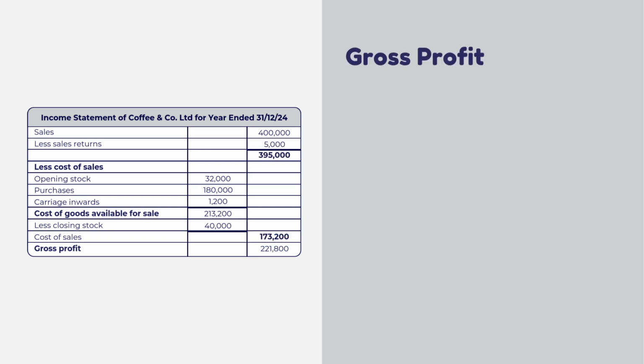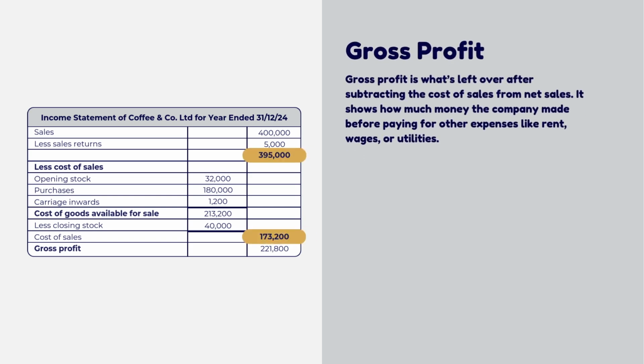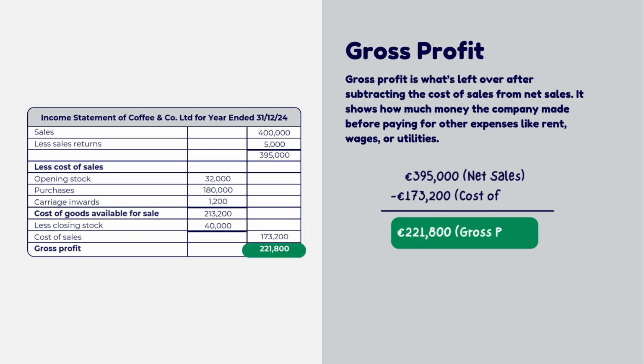Finally, we have gross profit, which is what's left over after subtracting the cost of sales from net sales. It shows how much money the company made before paying for other expenses like rent, wages or utilities. So here we are taking the coffee shop's net sales of 395,000, which we already calculated, which is the amount of money they took in over the course of the year selling coffees, and we subtract our cost of sales figure, which is €173,200, which is what it cost the coffee shop to produce those sales figures, and this leaves us with a gross profit of €221,800.